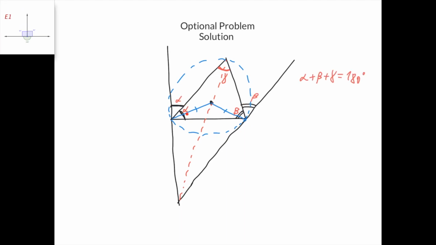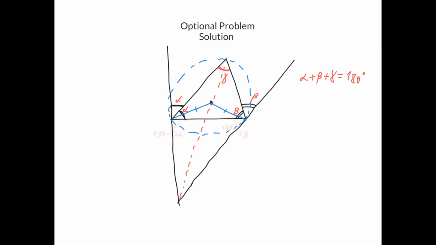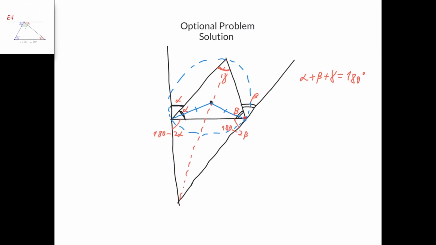Now since this is 2 times alpha, the complementary angle here would be 180 minus 2 alpha. And since this is 2 times beta, this angle here would be 180 minus 2 times beta. But we know that the sum of the angles in this triangle is 180 degrees. So this is 180 minus 2 alpha and this is 180 minus 2 beta. So this angle must be 2 alpha plus 2 beta minus 180.